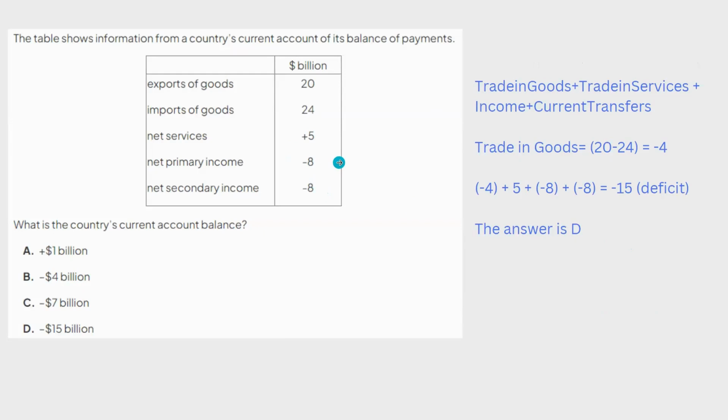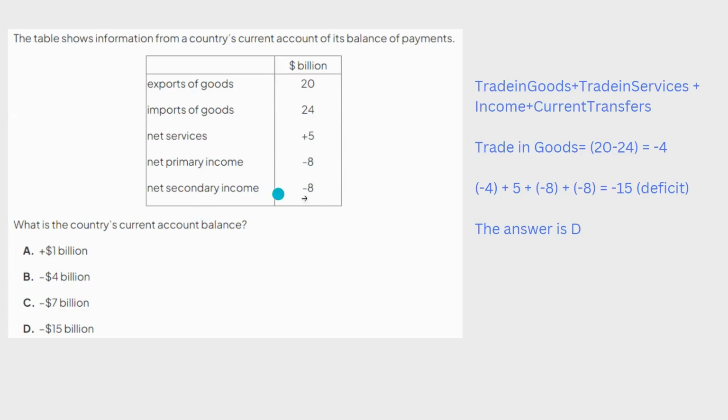So this is one of the questions from the past papers on the calculation of balance of payments. So we have to see what is the country's current account balance. The formula for current account balance is trade in goods plus trade in services plus income plus current transfers. First we have exports of goods and imports of goods. So first of all, we have to calculate trade in goods, which is 20 minus 24, which is minus 4. We have net services, which is trade in services. We have net primary income, which is only income in this formula.